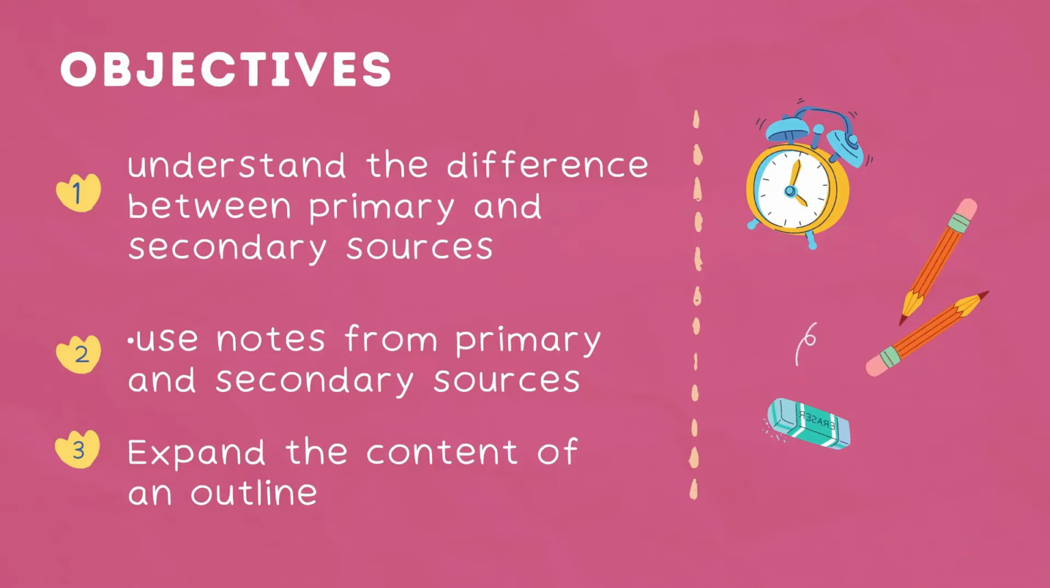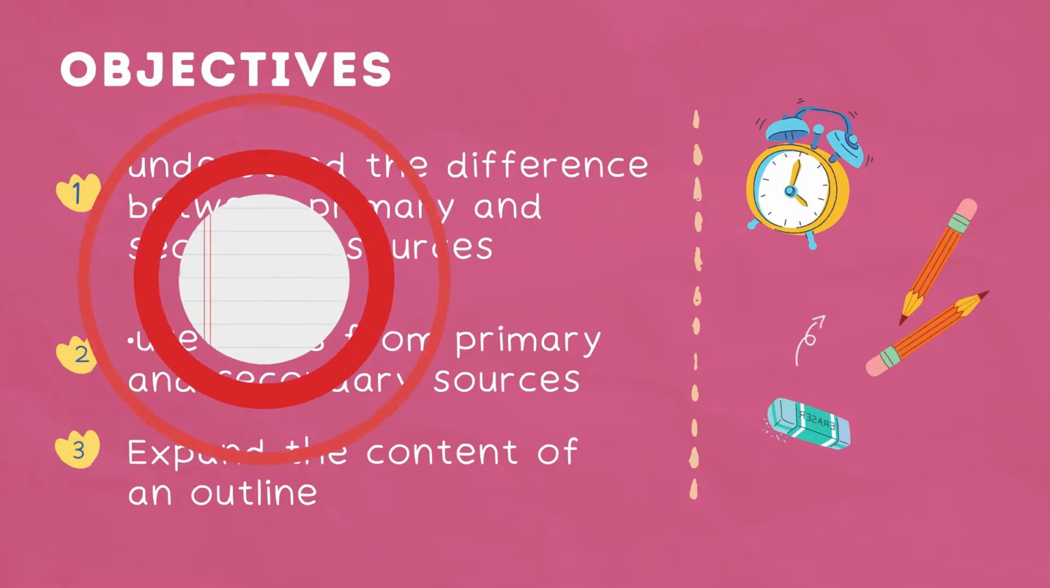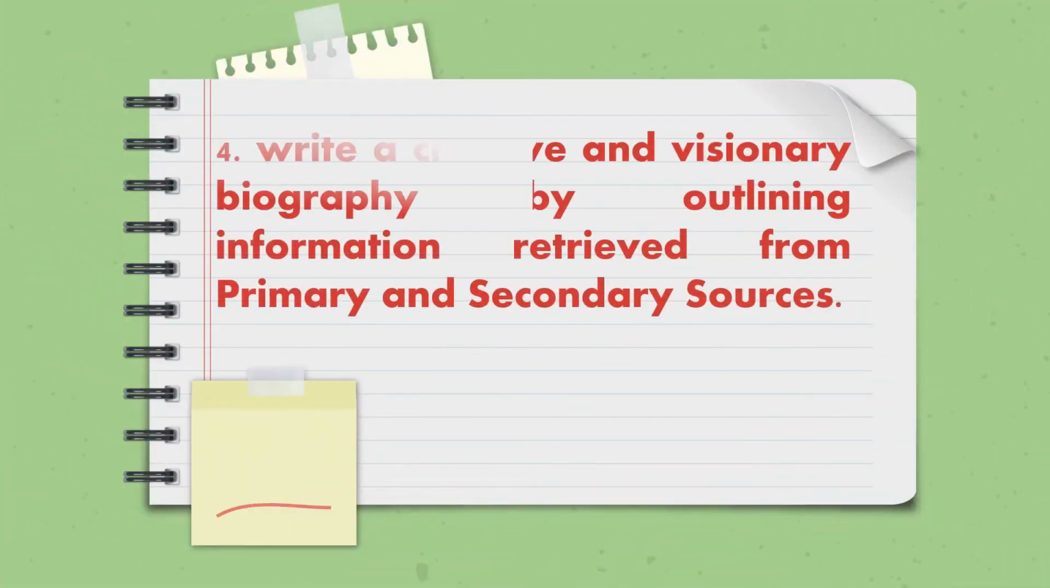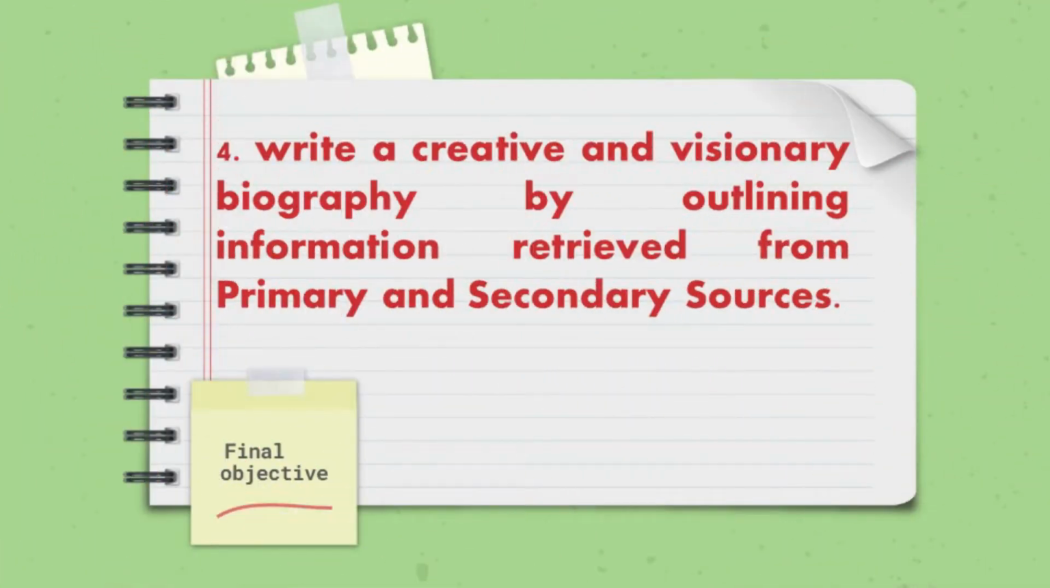And to begin with, here are our objectives for today. Number 1, understand the difference between primary and secondary sources. Number 2, use notes from primary and secondary sources. Number 3, expand the content of an outline. And number 4, you are going to write a creative visionary biography by outlining information retrieved from primary and secondary sources.